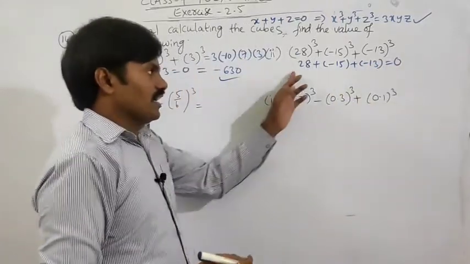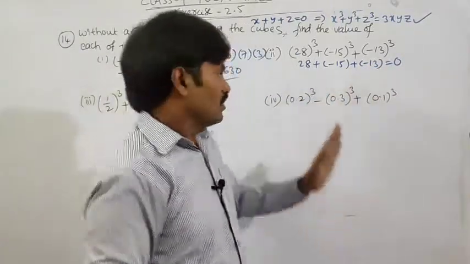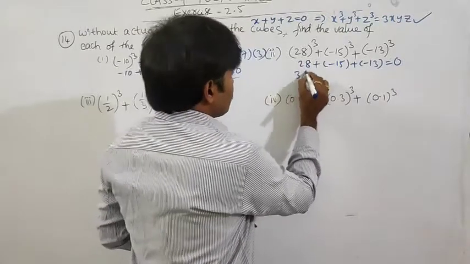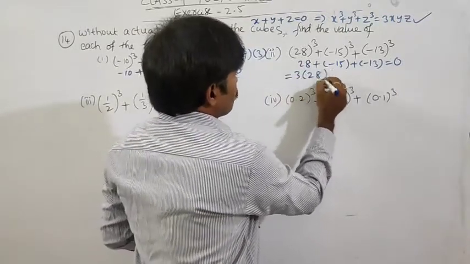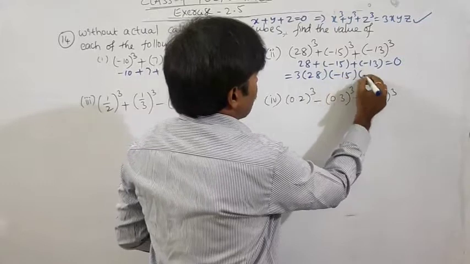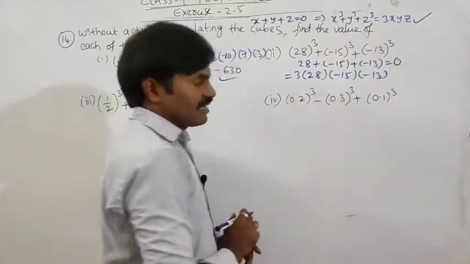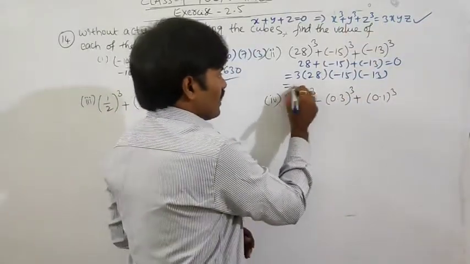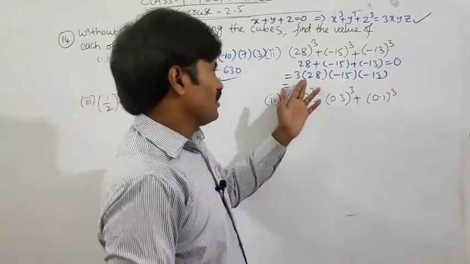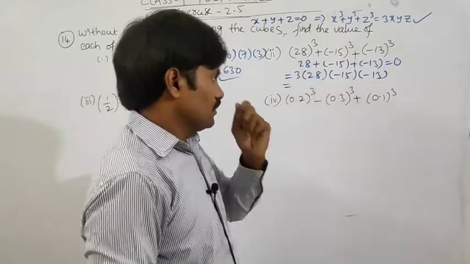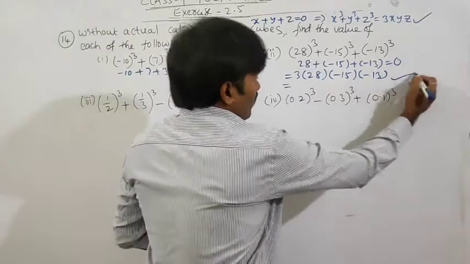0.28 minus 28, 0. Clear. Now the answer is 3 into xyz, 3 into x into y value minus 15 and z value minus 13. Okay, clear. Now if you multiply, we will get the answer. How to multiply, we know already. So the total result is positive. If you multiply, we will get the final answer.